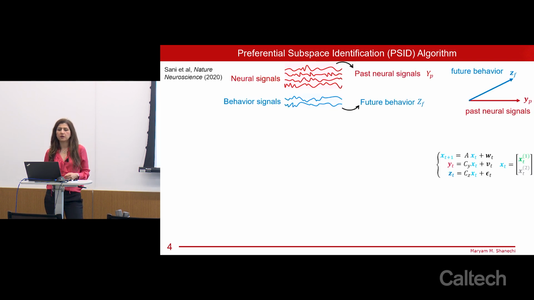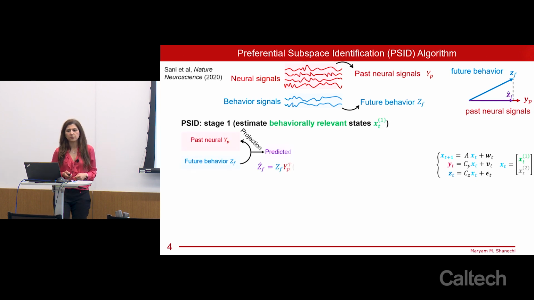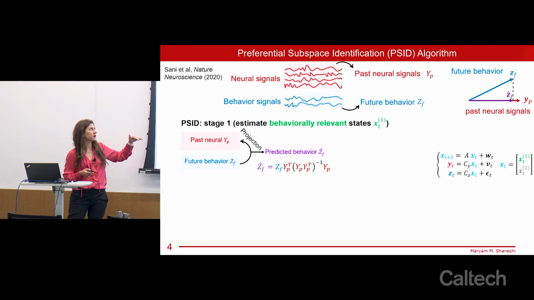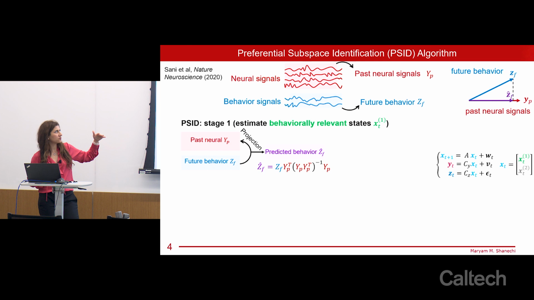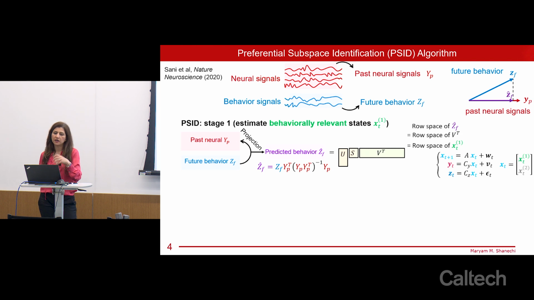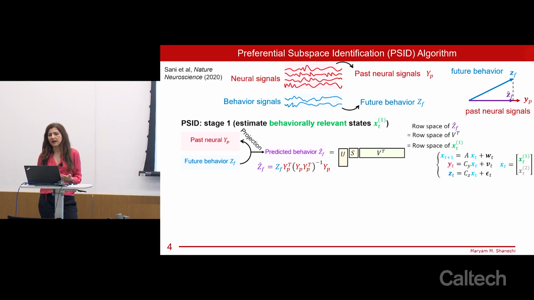In the first step, PSID performs a projection of future behavior onto past neural activity. We show in the paper that this projection, after we perform a singular value decomposition, can give us those shared green states. If you're only interested in behaviorally relevant latent states, at this point you're done. You can just fit the model parameters using the least squares method. But let's say you want the additional latent states that describe more and more neural variance. Then that's not a problem.